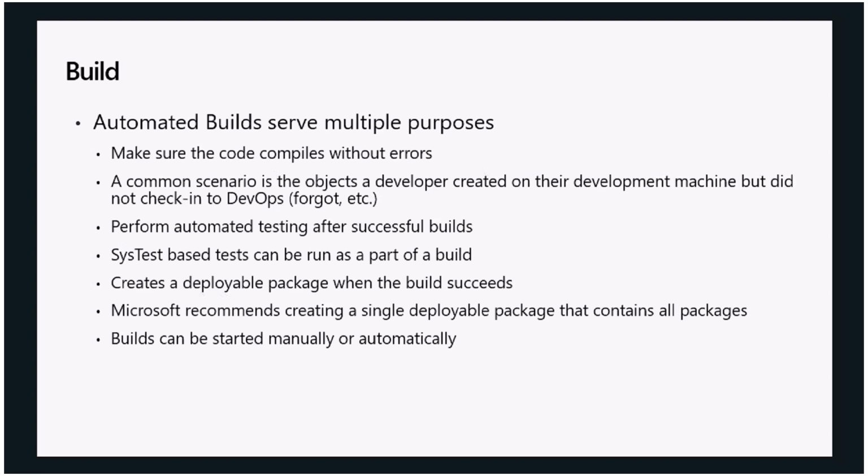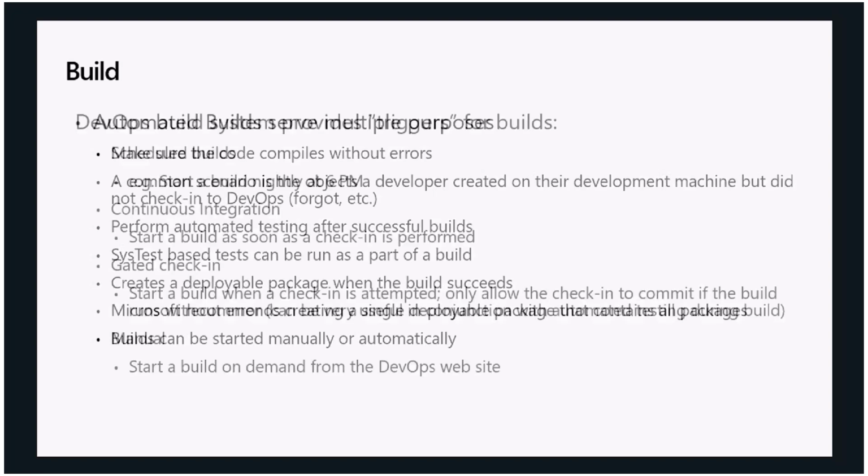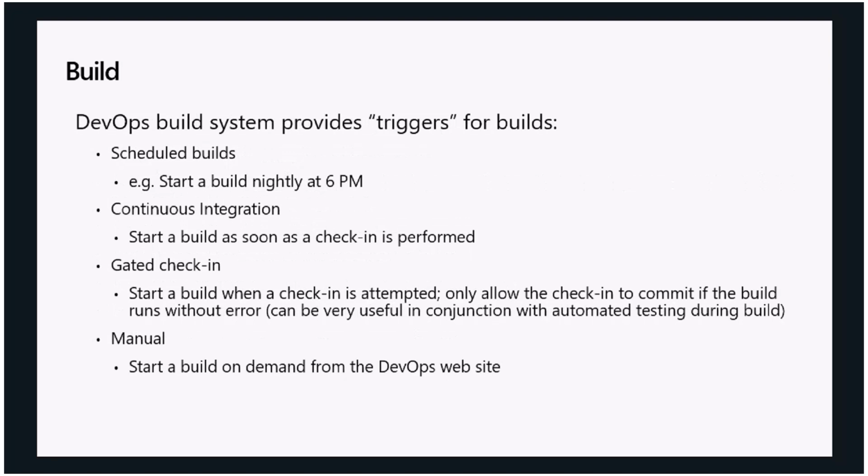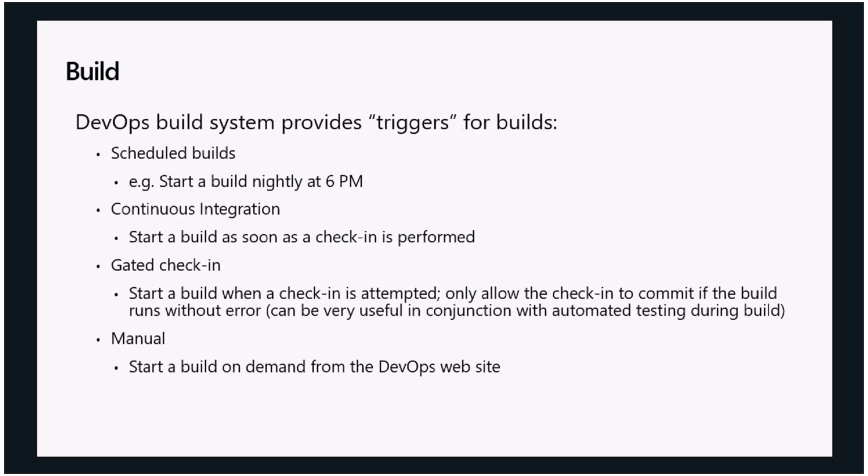A build can be started manually or automatically using build triggers. A scheduled build is the one we talked about, the minimum for the dev branch, just started at a certain time of day. Continuous integration will start a build as soon as the check-in is performed. You check in, then it kicks off a build. This is one of those automatic ones, and it'll just run.